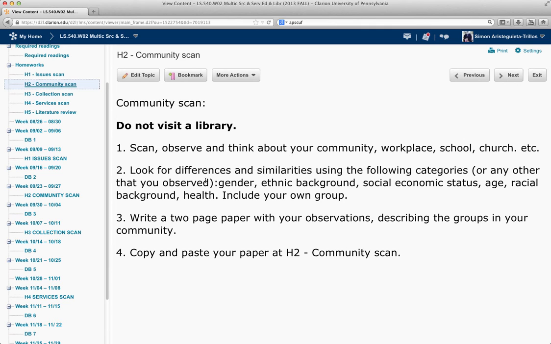age, racial background, health, religion, etc., etc., etc. These are some of the categories, but in your community there may be more. And then include your own group. You are also part of the diversity. You may be white Anglo-Saxon, but you are still part of the diversity.